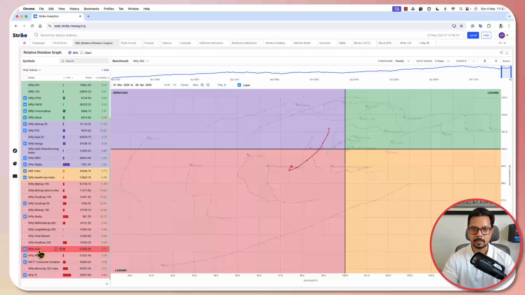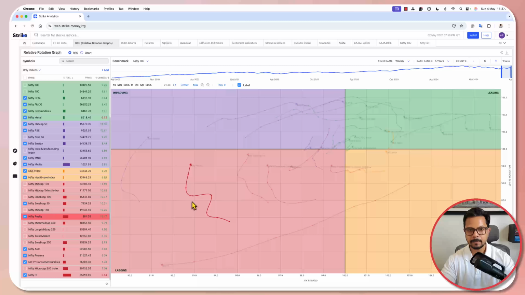I'm sorry, my mistake. This is auto. So it's in the lagging quadrant and it's losing. So not a very good chart. Again, auto you should put alongside the other two sectors of the metals and the pharma. If the market breaks down, these are the pockets to look out for shorts.